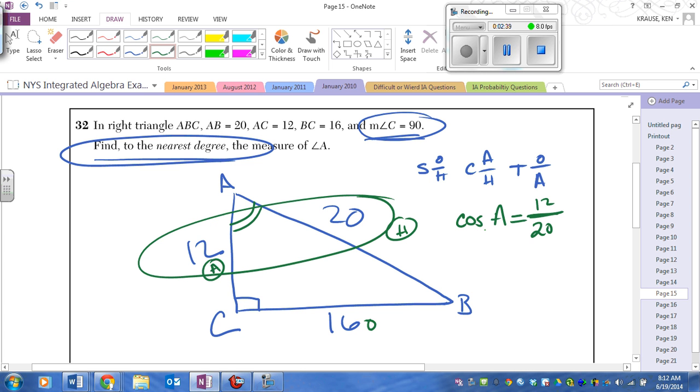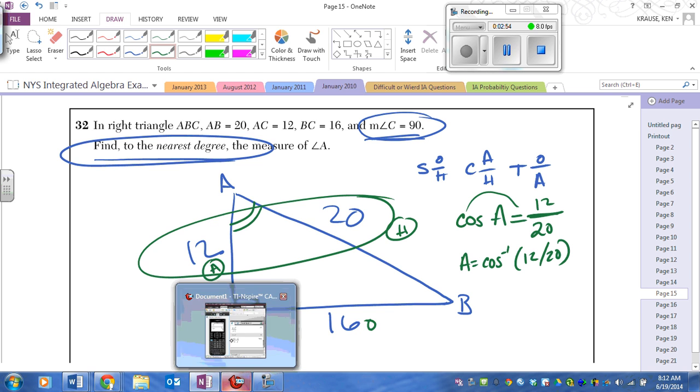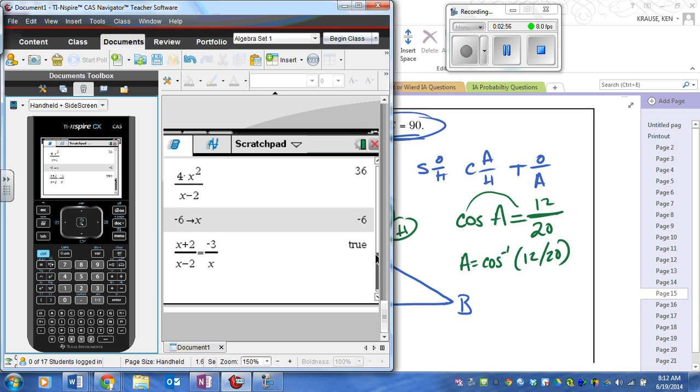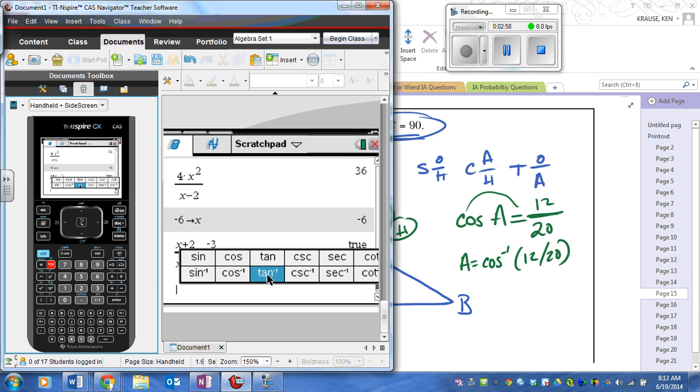So remember, we're looking for the angle, right? So what we're going to do is we're going to move the cosine over there, and so we get A equals cosine -1 of 12 divided by 20. No, let me show you. I want to show you an idea how to do this. So we've got a trig, and then we've got a cosine -1, which is the inverse cosine function.